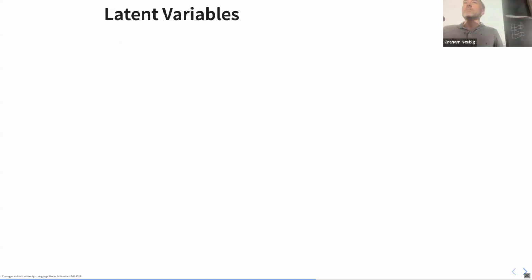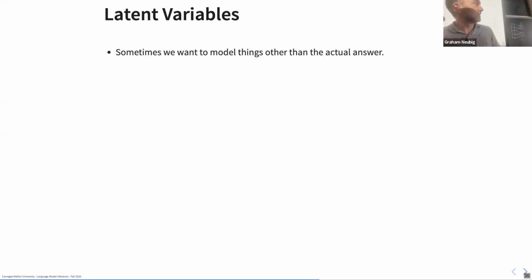So another thing we're going to talk about is latent variables. And this is really important recently in particular, a very big focus, as a lot of people are paying attention to O1 or R1 reasoning models and stuff. But the basic idea is sometimes we want to model things other than the actual answer that we're going to be showing to the user.